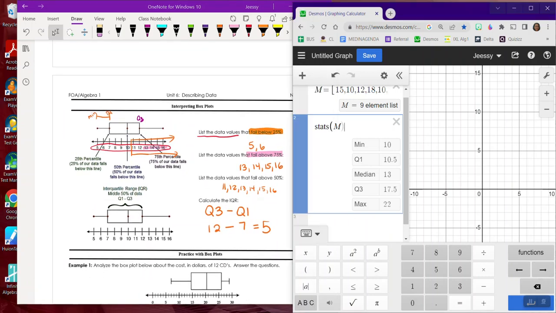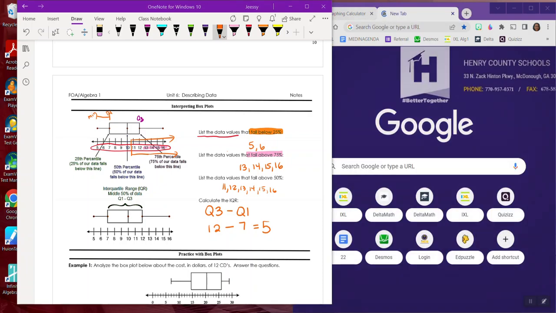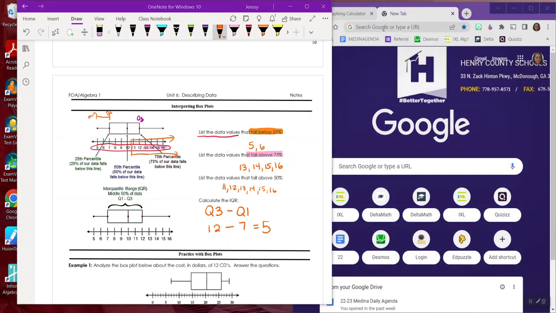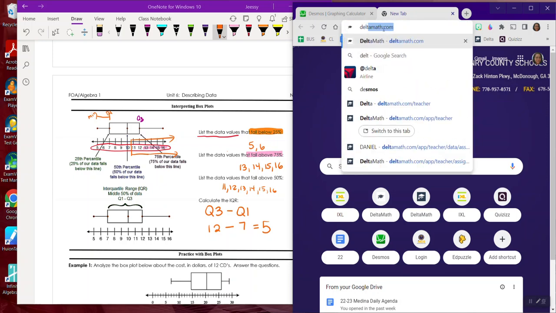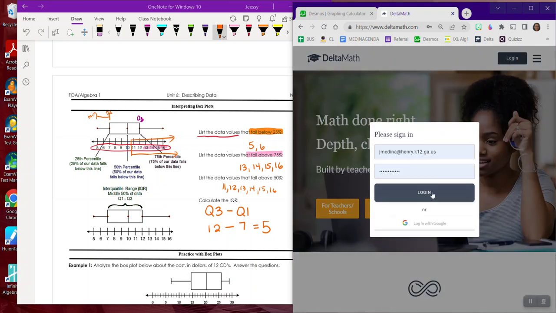All right, so might as well stay here. Go to Delta Math. So this is going to be a classwork assignment. So if you don't do it in classwork, I will give you a 0 for classwork. That's for deciding that you're not going to do the classwork that I give you.